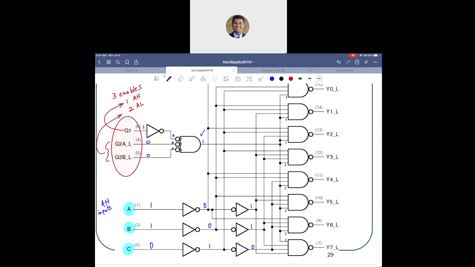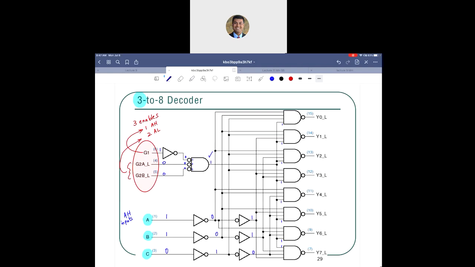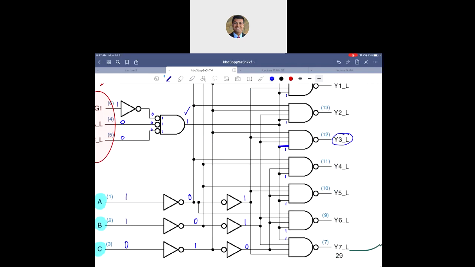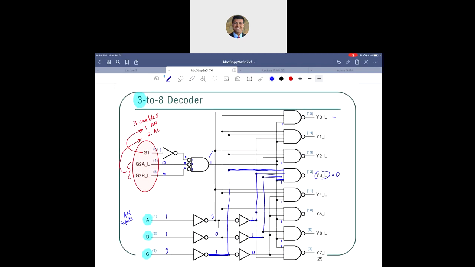Where am I going to have 1s? Well, if you go back and take a look at Y3 underscore L, you will see that this guy is 1. The next guy is also 1 because it's connected to this. The next guy is also 1 because it is connected to this. And the next guy is also 1 because it is connected to this. So that's the only output which is going to be 0. And you can verify this. All these guys will be 1. That is the only time it is 0.